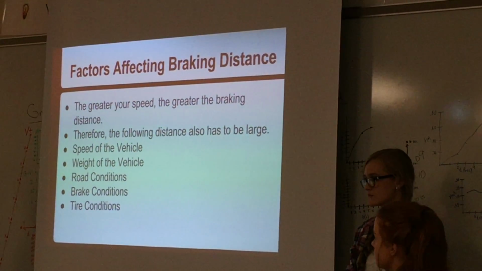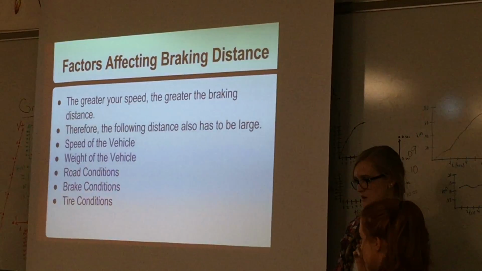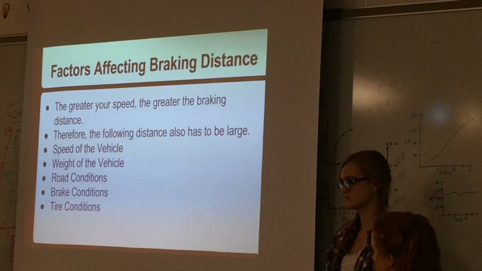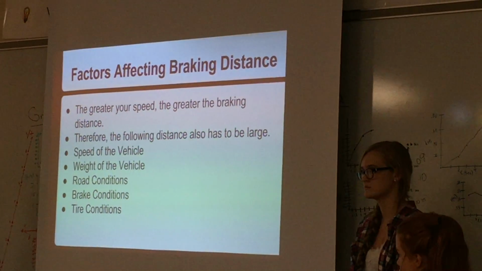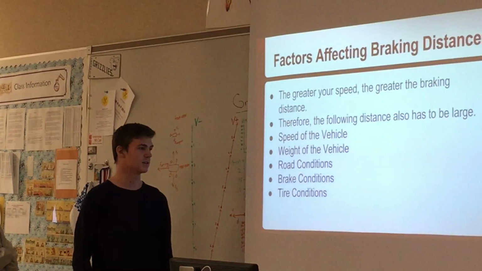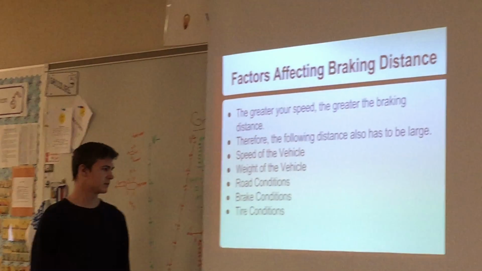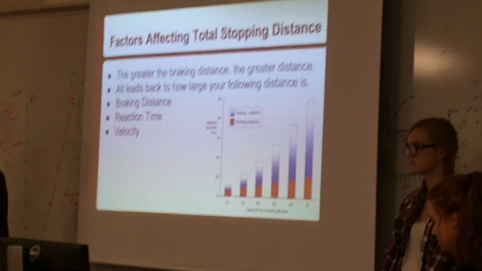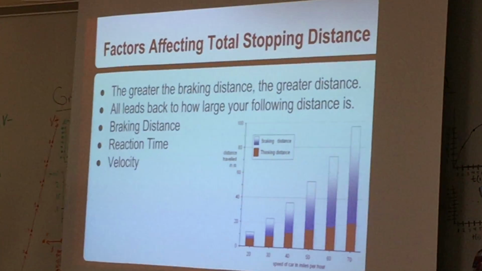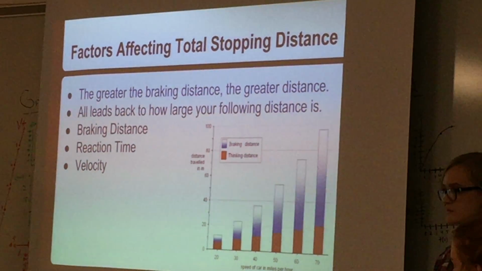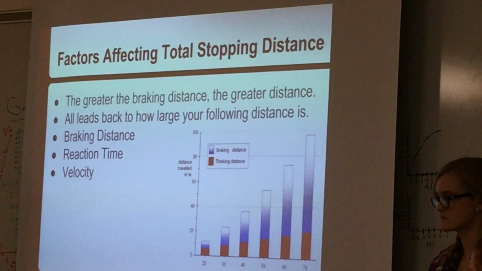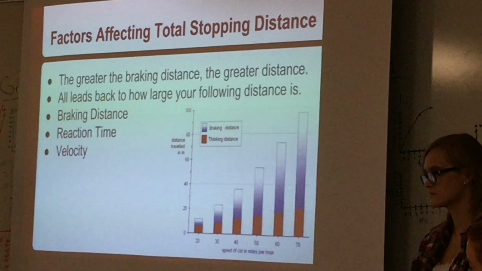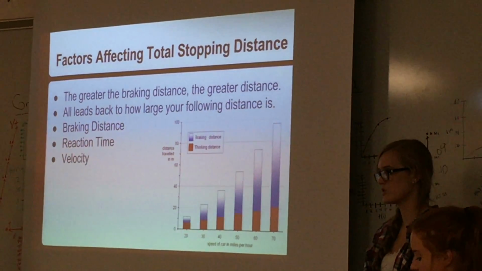The weight of the vehicle and the road conditions also affect it. The heavier your vehicle, the longer it's going to take to stop. And the road conditions: if it's icy on the roads, you're going to have less friction, so it's going to take longer. And the condition of your brakes, and then the tire conditions. Factors affecting your total stopping distance: the greater the braking distance is, the greater the total distance. Your braking distance takes up the majority of your total stopping distance, but your reaction time also affects it, and your velocity.